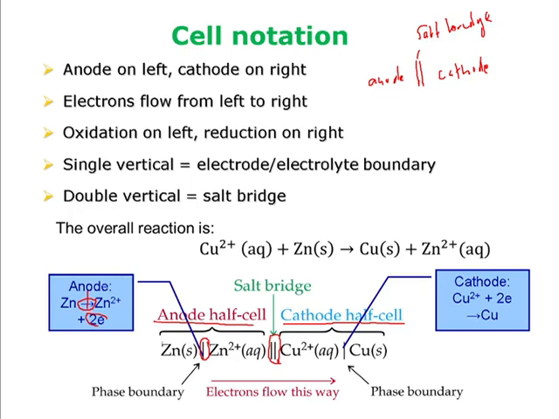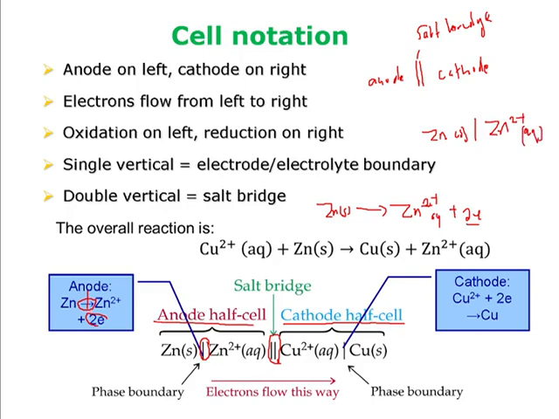So in this reaction, for example, you have zinc solid giving you zinc 2 plus aqueous plus 2 electrons. This is the reaction that is taking place at the anode. So if I'm writing the cell notation from here, I'll just write zinc in a solid state, then one line representing an arrow, with zinc in an aqueous state like this.